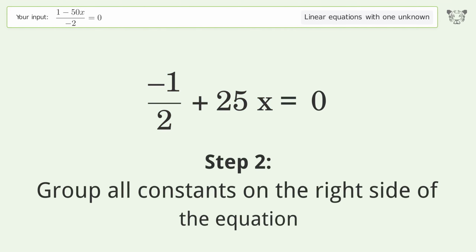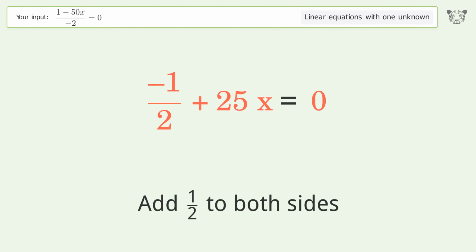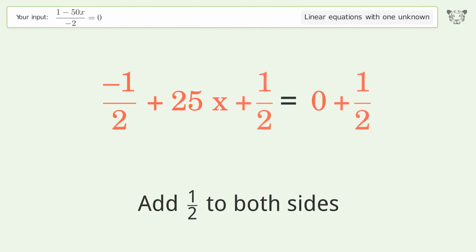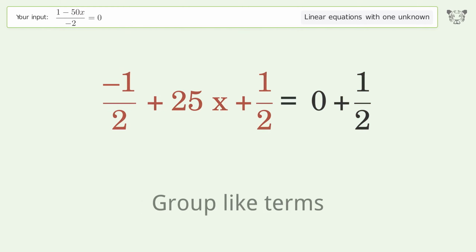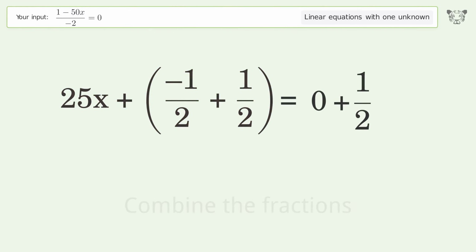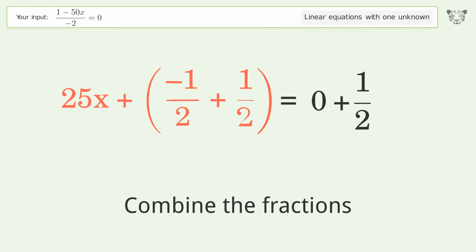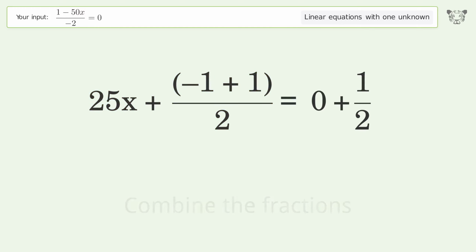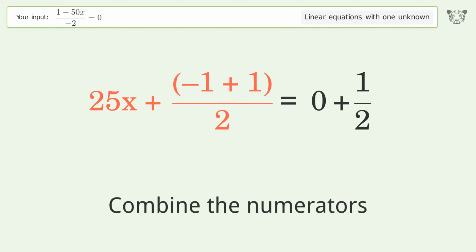Group all constants on the right side of the equation. Add 1 over 2 to both sides. Group like terms. Combine the fractions. Combine the numerators.